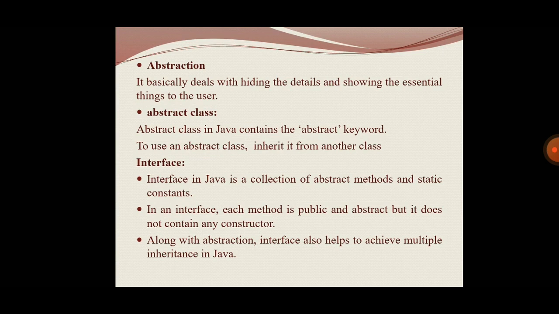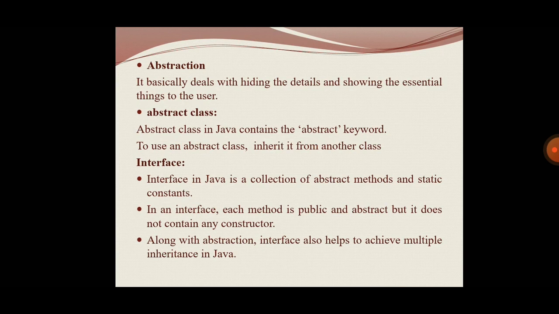An abstract class in Java contains the abstract keyword. If a class is declared abstract, it cannot be instantiated, so we cannot create an object of the abstract class. Also, an abstract class can contain abstract as well as concrete methods. To use an abstract class, we have to inherit it from another class, where we have to provide implementation for the abstract method there itself, else it will also become an abstract class.